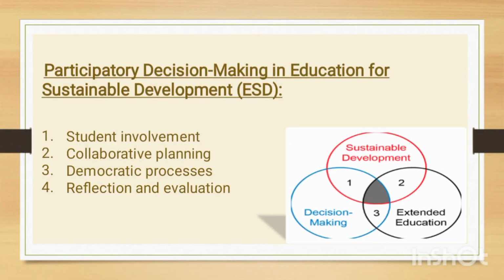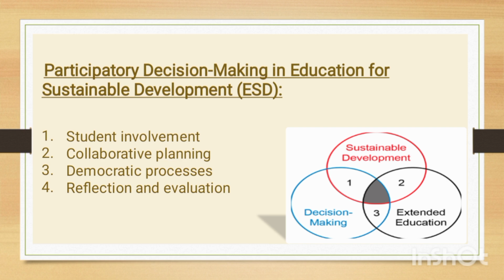Next is participatory decision making in education for sustainable development. These points promote participatory decision making: student involvement, collaborative planning, democratic processes, reflection and evaluation. First of all, it encourages students to take an active role in decision-making processes related to sustainability issues, such as school gardening projects or energy conservation initiatives, etc.